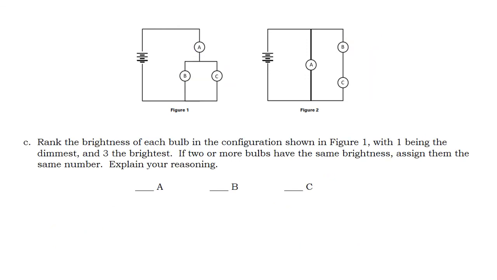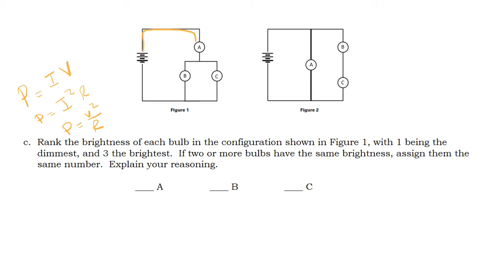Now we're supposed to rank the bulbs according to their brightness in figure 1, with 1 being the dimmest and 3 being the brightest, and using equal numbers if they are equal. So I'm going to think brightness depends on power, and power could be equal to I times V, or power is equal to I squared R, or power is equal to V squared over R. And we have to be careful about which one of these 3 equations we're going to use to evaluate which is the brightest. I think for this circuit it's easiest to think about currents.